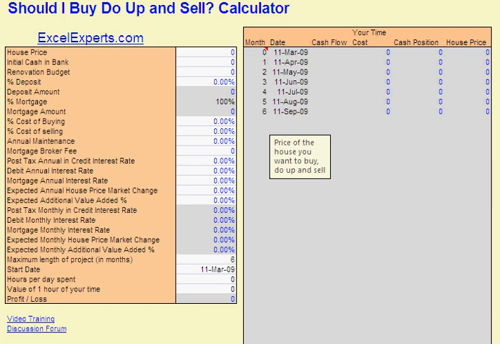excelexperts.com, and today we're going to look at the calculator that attempts to answer the question, should I buy, do up and sell as a business?